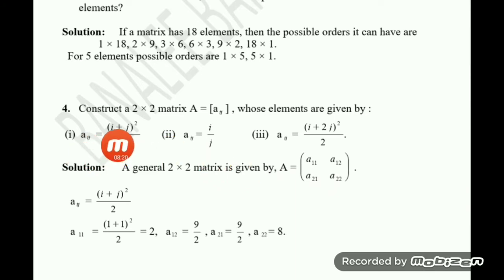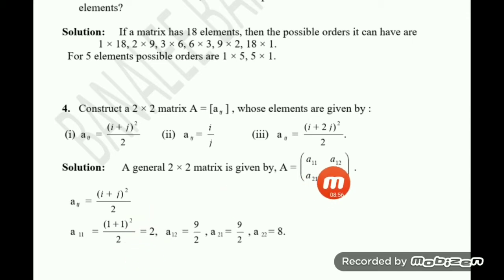Aij is defined by (I plus j) whole square divided by 2. Now what do you mean by Aij? Aij means the element present in the ith row, jth column. You have to now find out these corresponding elements. So first element is A11. That means this I you have to replace by 1 and this j you have to replace by 1. Then on the right side what we'll have? 1 plus 1 whole square divided by 2. Calculating, we'll have 4 by 2, that is equal to 2.